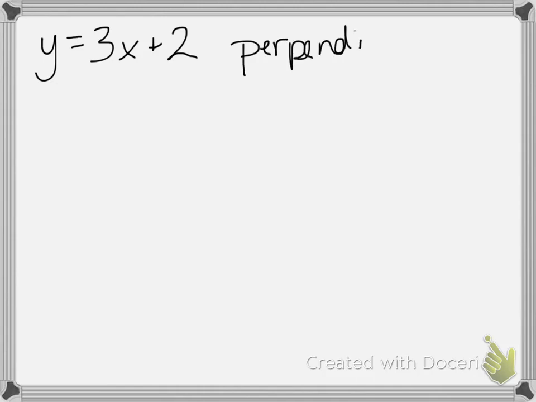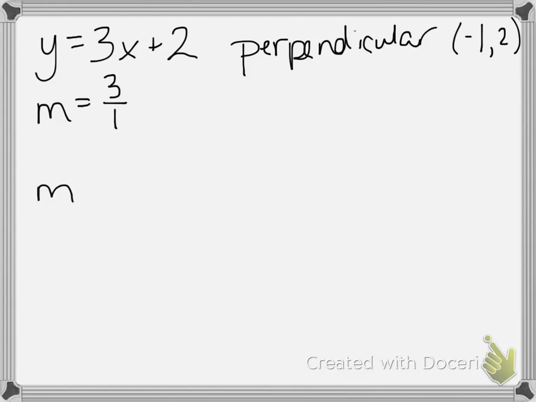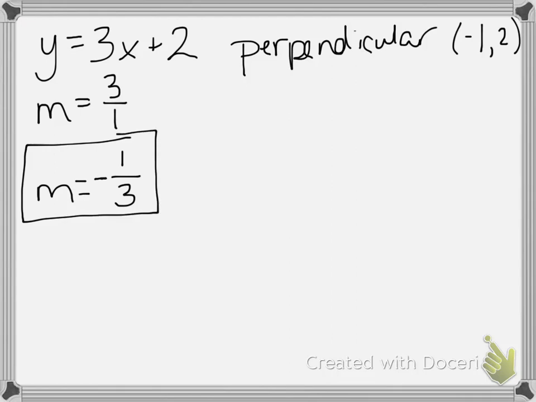If I told you that they were perpendicular, let's say I have y equals 3x plus 2, I want a line that's perpendicular to it and passes through the point, I don't know, I'm just making these up off the top of my head, so negative 1, 2, we'll say. Okay, well, what do we know about perpendicular lines? Their slopes are opposite reciprocals. So the slope of this line is 3, or 3 over 1. So its opposite is going to be a negative, and a reciprocal just means I flip the fraction. So I have negative 1 over 3.